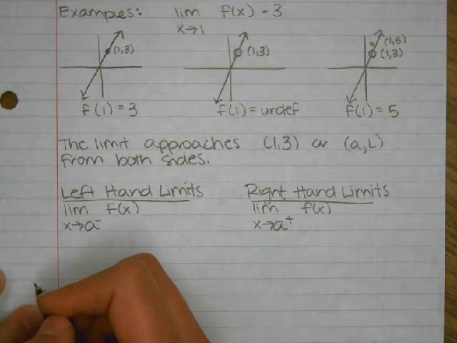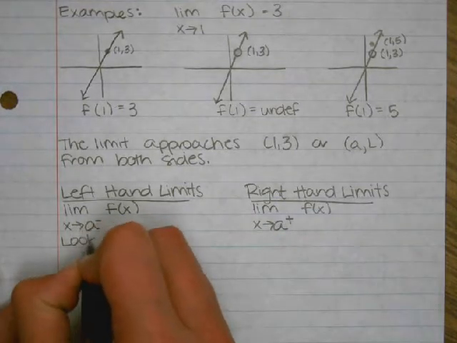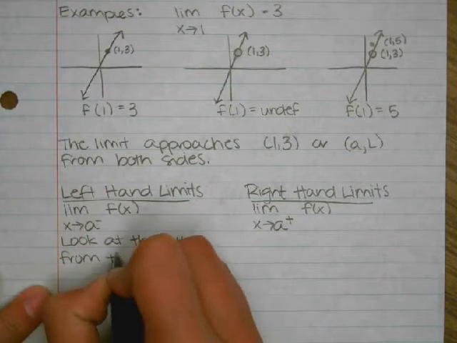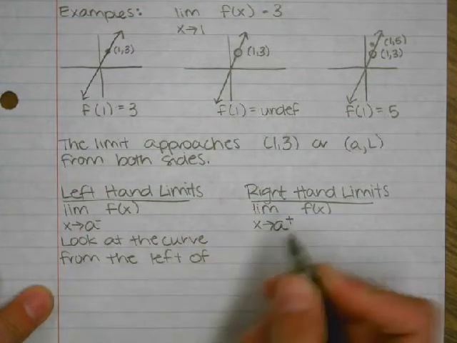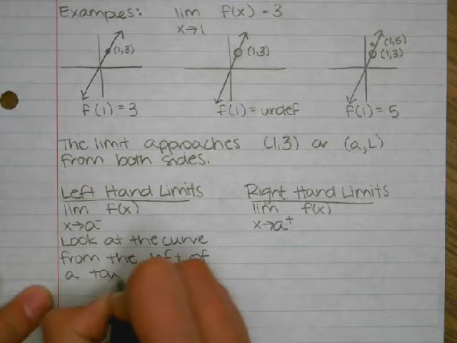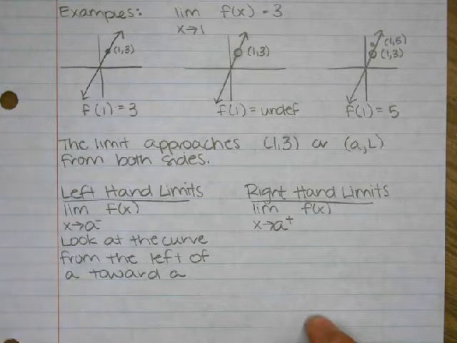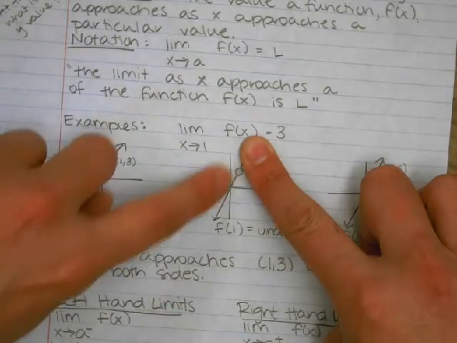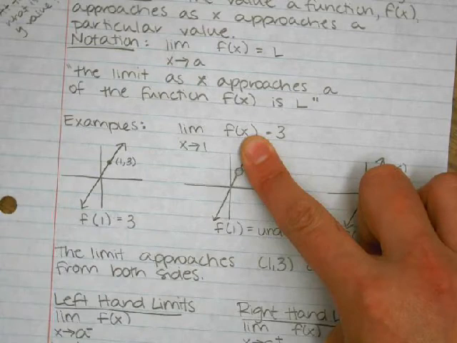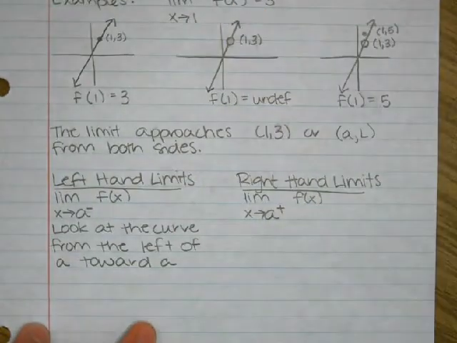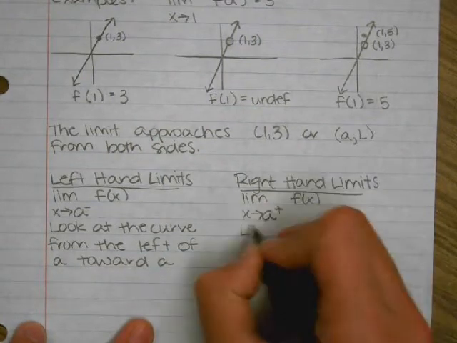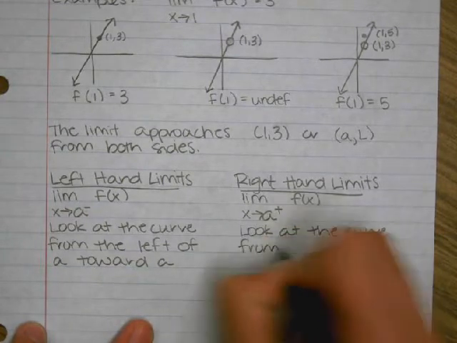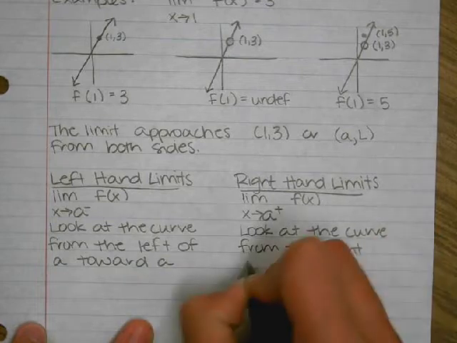So when you're looking for a left-handed limit, you're going to look at the curve from the left of A toward A. So you look specifically at the left side. That would be as though in these previous examples I covered up the right side and all I cared about was this side. What does the y value look like it's going to be at this point? And I'm only looking at the left side. Similar on the right side, it means that you're going to look at the curve from the right of A toward A.